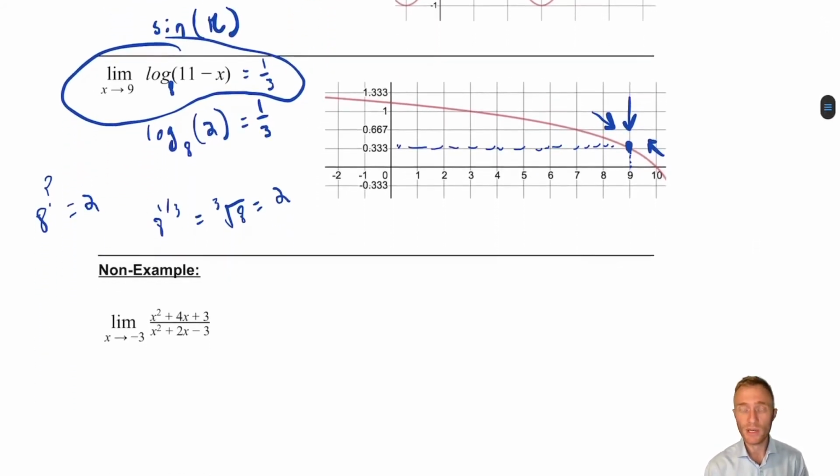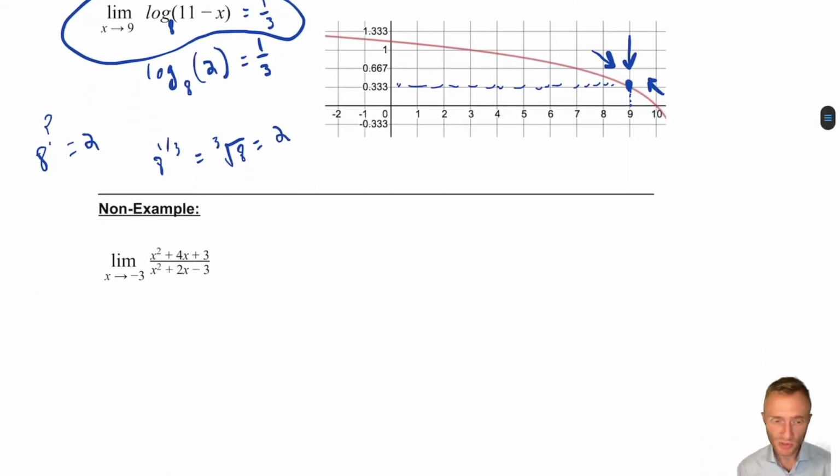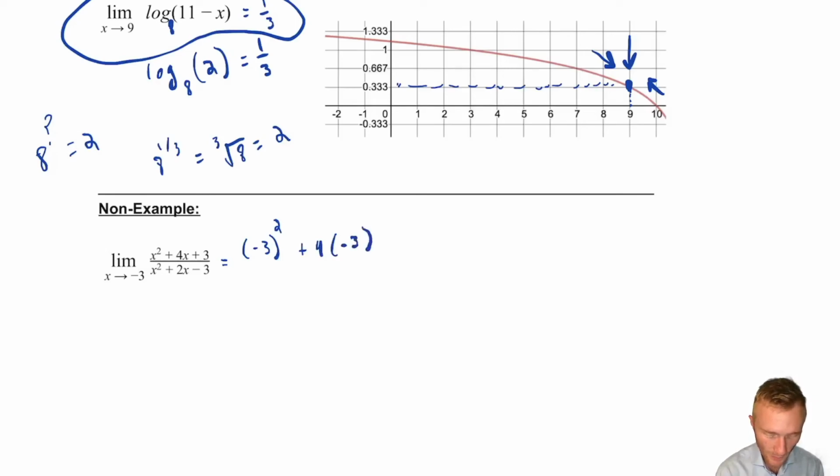Here's a non-example, and this is what we're going to be spending most of our time on today. Let's say we went ahead and tried to plug in -3 to find this limit. So we always try direct substitution first, because if it works, you're done. You get to go home. Plus 3 over negative 3 squared plus 2 times negative 3 minus 3.